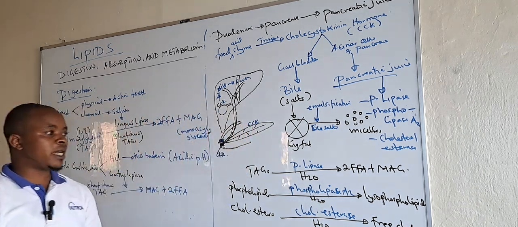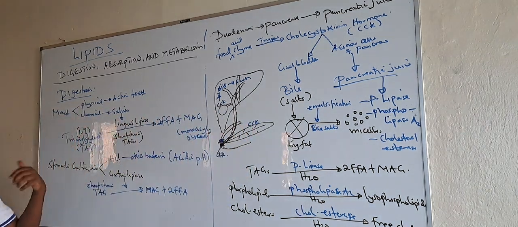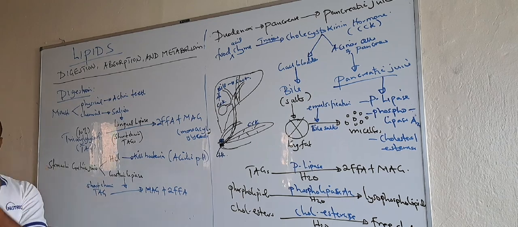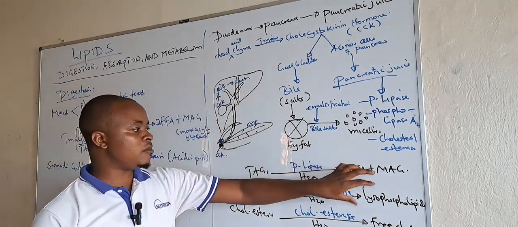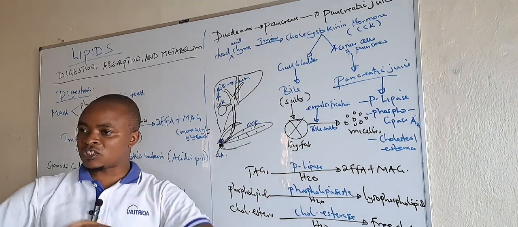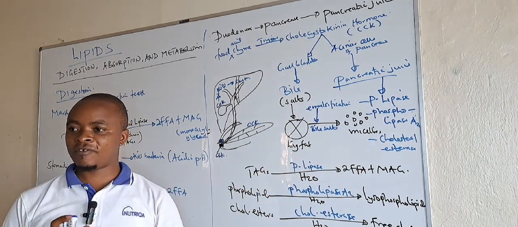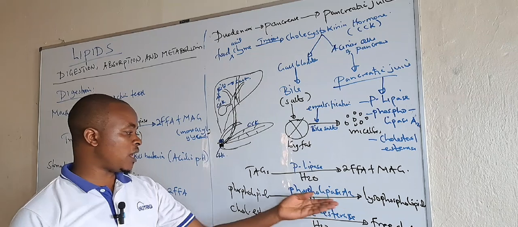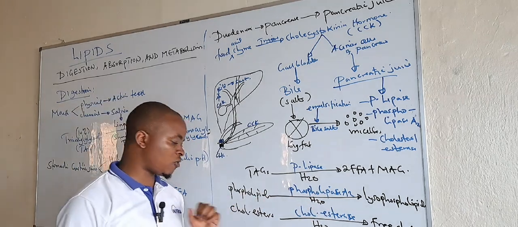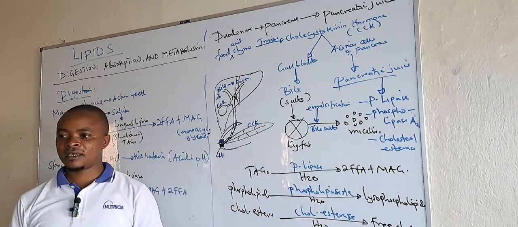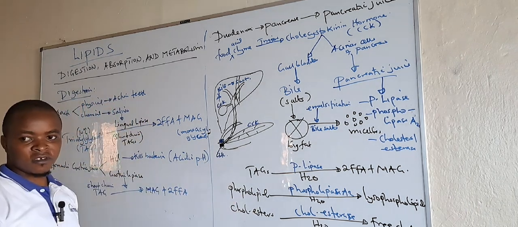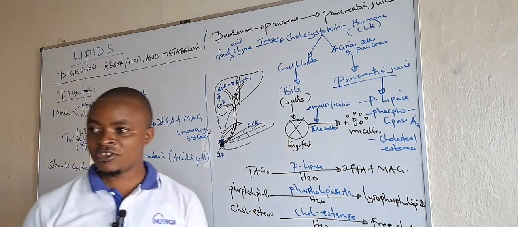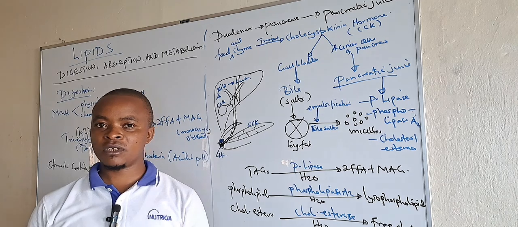And as we know, the gastric lipase acts on the short chain fatty acids, while pancreatic lipase acts on the long chain fatty acids. Then this one acts on the phospholipids and this one acts on the cholesterol esters in the pancreas. So this is where the major digestion of lipids occurs, in the duodenum.